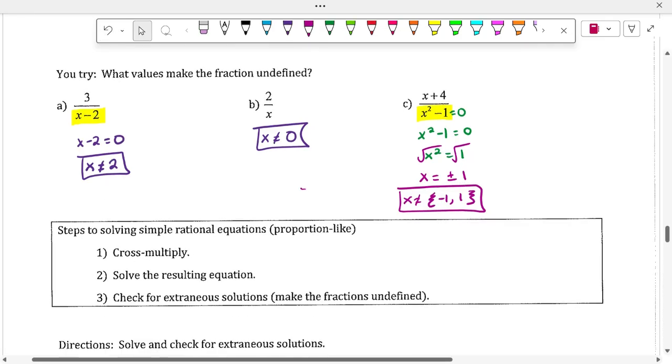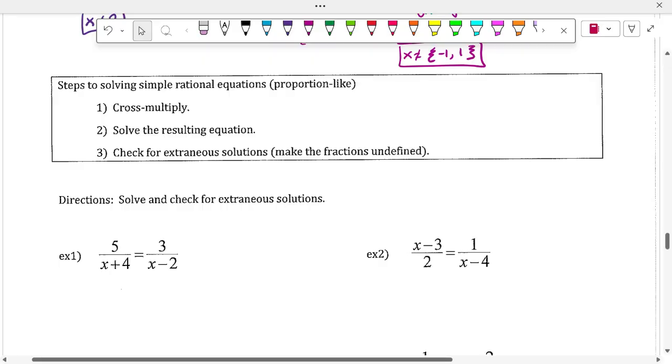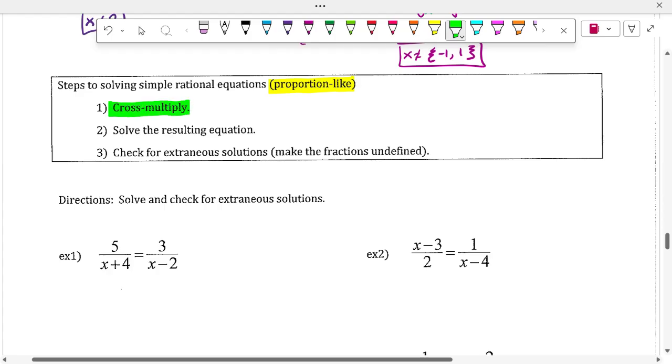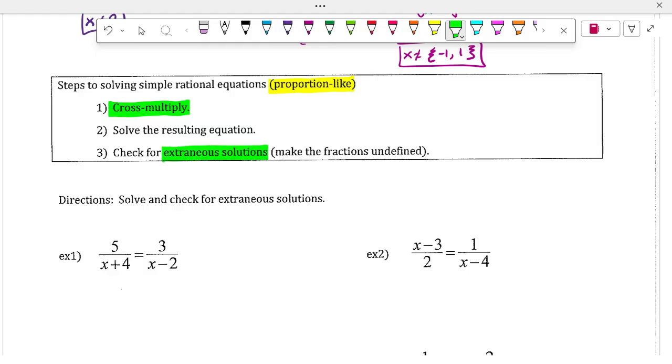All right, so for solving rational equations, the only ones that we're solving are the proportion type ones. So there are two types of rational equations. There's the proportions, and then there's the least common denominator ones. You won't learn least common denominator until math 3. But the proportion ones are pretty straightforward because you get to do what you guys always want to do with anything with a fraction, cross multiply. Then you solve the resulting equation, and you got to check for extraneous solutions.